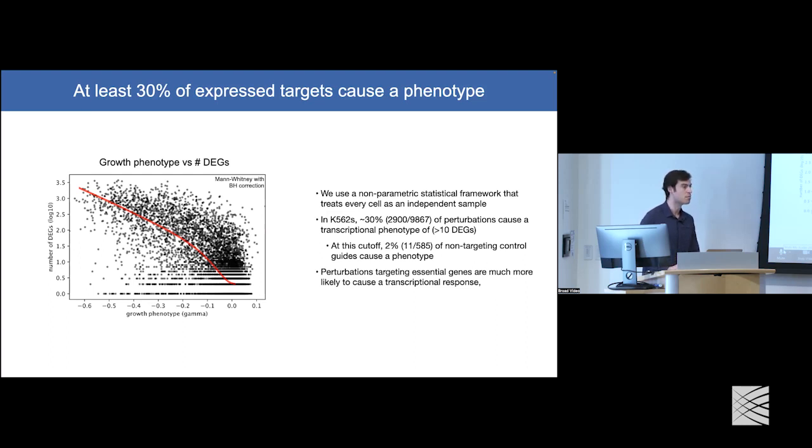And just as a bit of a bootstrapping benchmark, 2% of the non-targeting control guides that we used caused a phenotype at this 10 gene cutoff. One thing that we noted immediately is that perturbations targeting essential genes, so genes whose expression is required for the proliferation of K562s in this culture system, were much more likely to cause a transcriptional response, especially a large transcriptional response, than expressed genes whose knockdown does not impact the growth of the cells. Not totally surprising, in some ways a nice benchmarking of the results of the experiment.